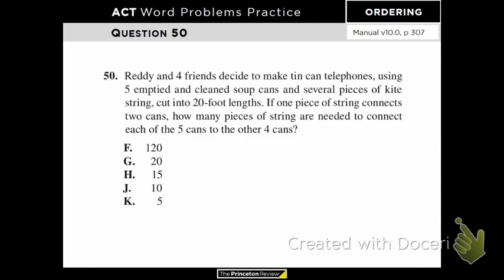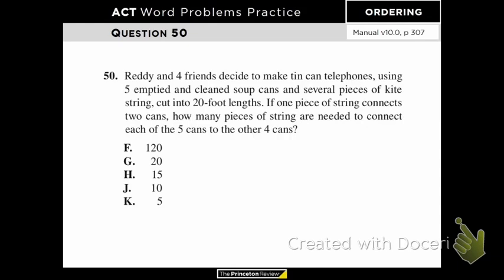And then last one. Reddy and 4 friends decide to make tin can telephones using 5 emptied and cleaned soup cans and several pieces of kite string cut into 20-foot lengths. If one piece of string connects 2 cans, how many pieces of string are needed to connect each of the 5 cans to the other 4 cans?